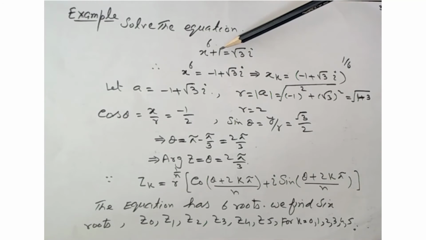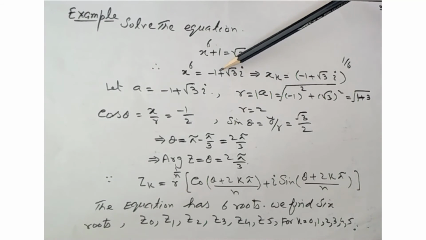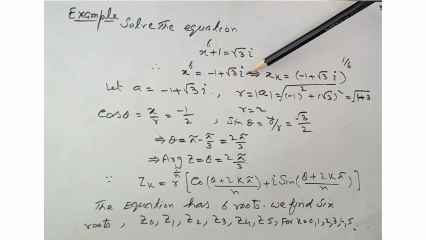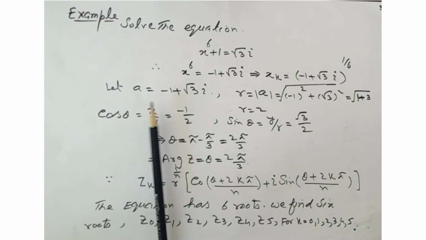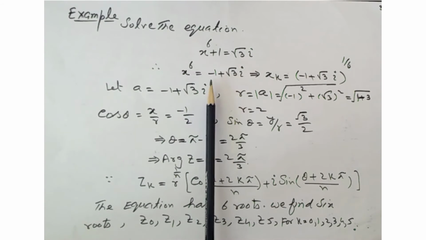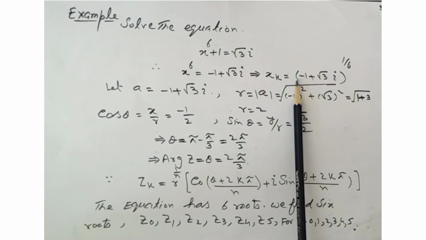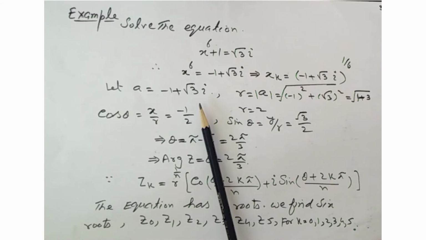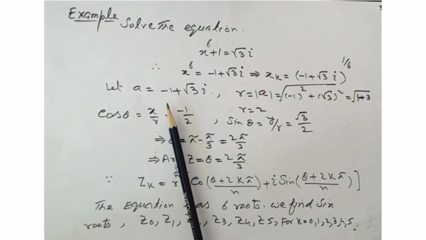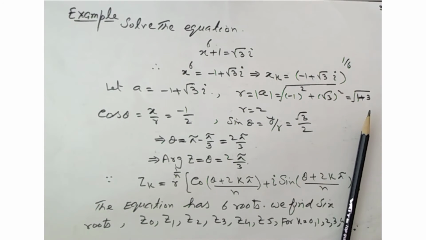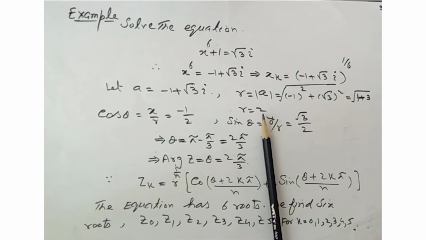Now the other example is to solve the equation x^6 plus 1 equal to root 3 iota. We take x equal to minus 1 plus iota root 3, so z_k becomes (minus 1 plus root 3 iota) raised to power 1 by 6. Let a equal to minus 1 plus root 3 iota. We put the value of r equal to mod a. That mod a is the square root of minus 1 squared plus root 3 squared. This is equal to the square root of 1 plus 3, which is equal to 4. So r is equal to 2.